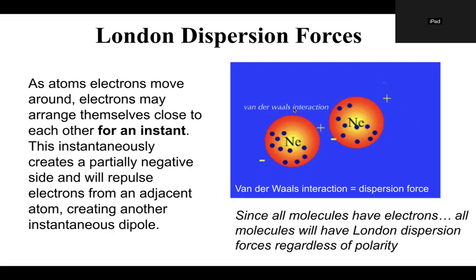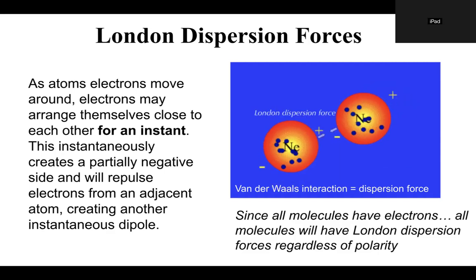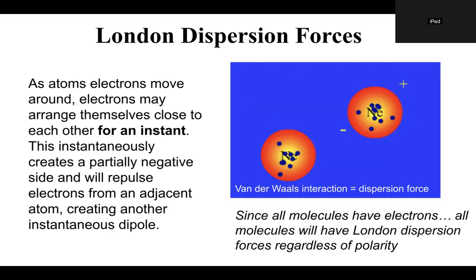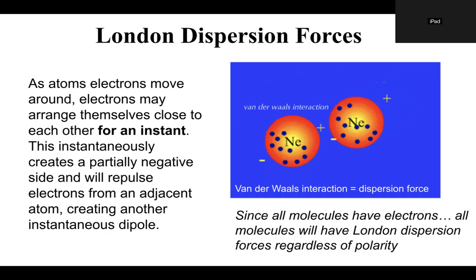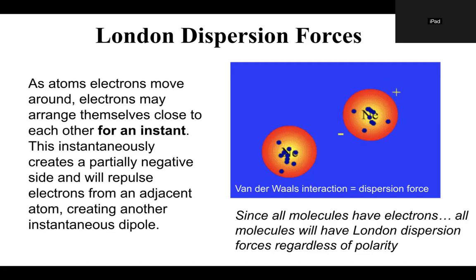So one big thing is that since all molecules have electrons, all molecules will always have London dispersion forces. Any single substance will always have London dispersion forces, regardless of polarity. However, for nonpolar molecules, this is the only force they would have. If we have water, it would have hydrogen bonding. It would also have dipole forces, but it would also have London dispersion forces because water still has electrons. So we can form even stronger instantaneous dipoles as well.